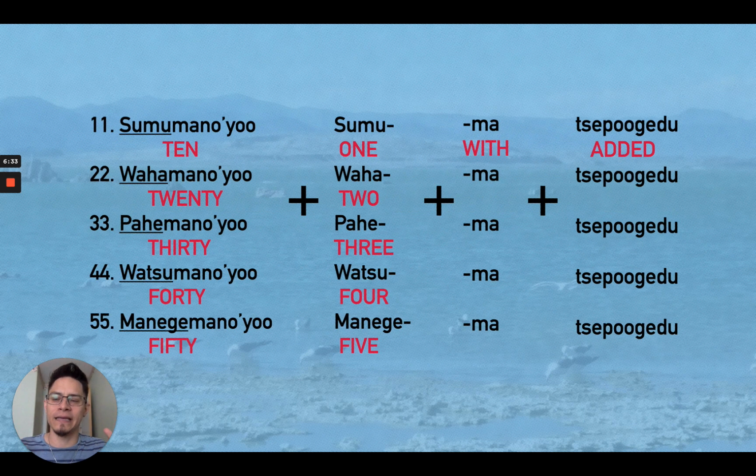And this again is breaking it down. 11 is 10 with 1 added. That word tsipugid basically means adding. You're adding something to it. So 22 would be wahamanoyu is 20 with 2 wahamatsipugida added. 33 is 30 with 3 added. 44 is 40 with 4 added. 55 is 50 with 5 added. I hope that makes sense.